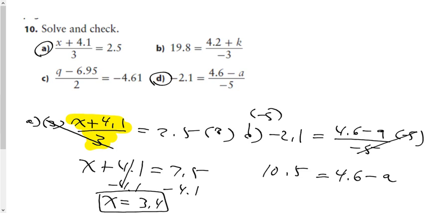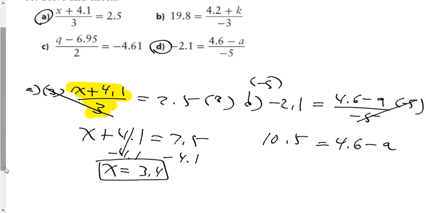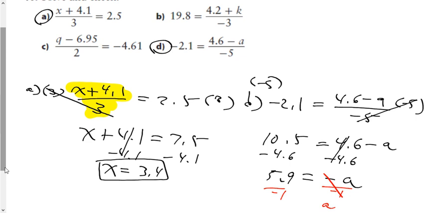How many steps is it now? It looks like a one-step equation, but it's really a two-step because we do have to finish that negative 1 coefficient. So we're going to subtract 4.6 from both sides. And we're going to get 5.9 is equal to negative A. I'm not done yet. I divide both sides by negative 1, and A will equal negative 5.9.